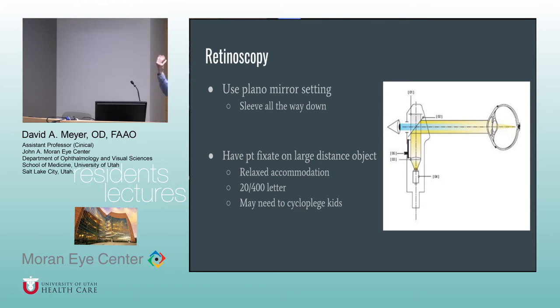I have them look at the 2400 letter a lot of times, and then you start doing it. With kids, there are a lot of times you might need to cycloplege them. You'll get a kid with kind of mushy VA. You're pulling out maybe one diopter of refraction, but their vision's like 20/40, kind of a mushy 20/40. A lot of times you have to cycloplege them. You do retinoscopy and then you go, oh wait, they're actually a plus 4.50 or whatever.